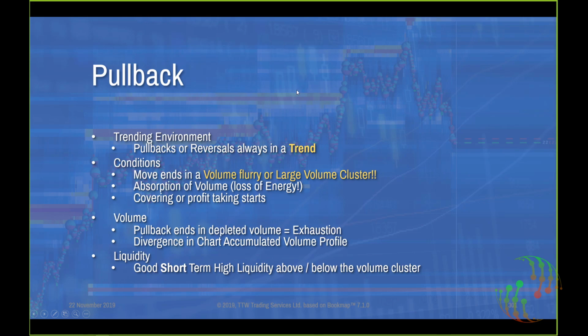Pullbacks, we talked about pullbacks. They are happening in trending environment. Pullbacks or reversals always happen in a trend. Move ends in a volume flurry or large volume cluster. Absorption of the volume happens, that means loss of energy. Covering or profit taking starts. Pullback ends in depleted volume, that means exhaustion. Divergence in chart accumulated volume profile, and this is a good short term. We should find liquidity and good short term high liquidity above or below the volume cluster.